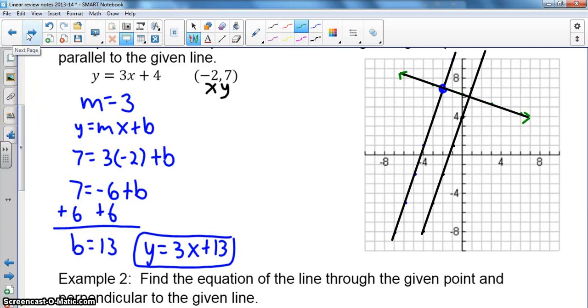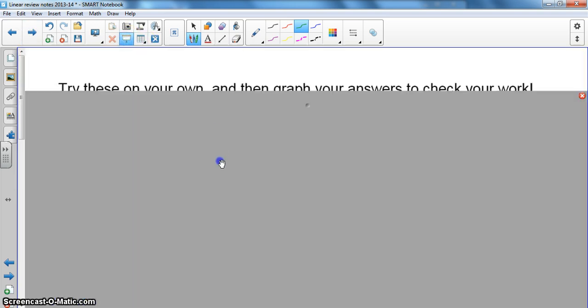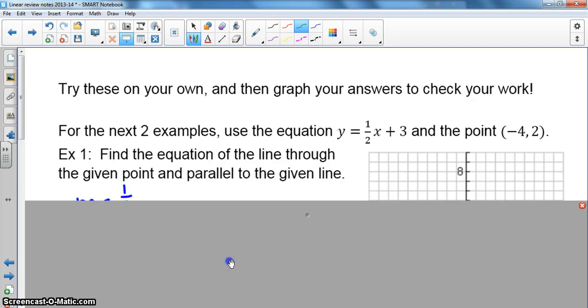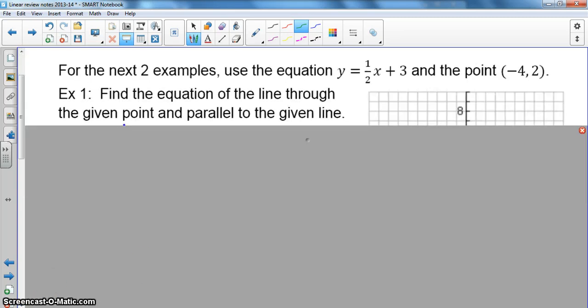Alright, if you've turned to the next page, I want you to try these on your own. Example 1 and example 2. Pause it, try these on your own, and we will get you the answers shortly. Okay, you started it up again. Welcome back. So let's check your answer.